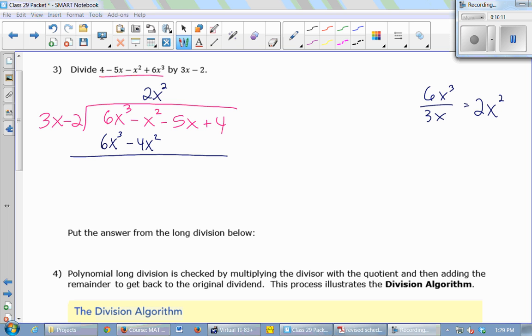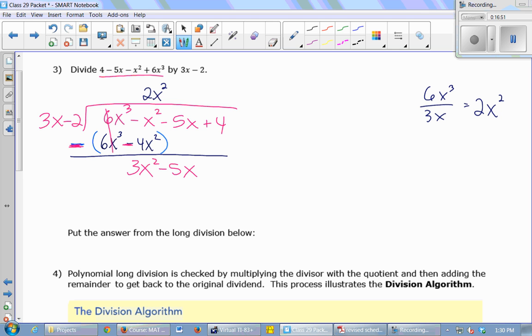Now I have to subtract. And I have to subtract both terms, right? So I have to subtract from this term this whole thing, right? So sometimes it helps to think about distributing the negative. So 6x cubed minus 6x cubed is 0, right? So those cancel. And then you have negative x squared minus negative 4x squared. So that's negative x squared plus 4x squared, which is 3x squared. Bring down the minus 5x. I saw several people also bringing down the 4. It's fine. You can do that too.